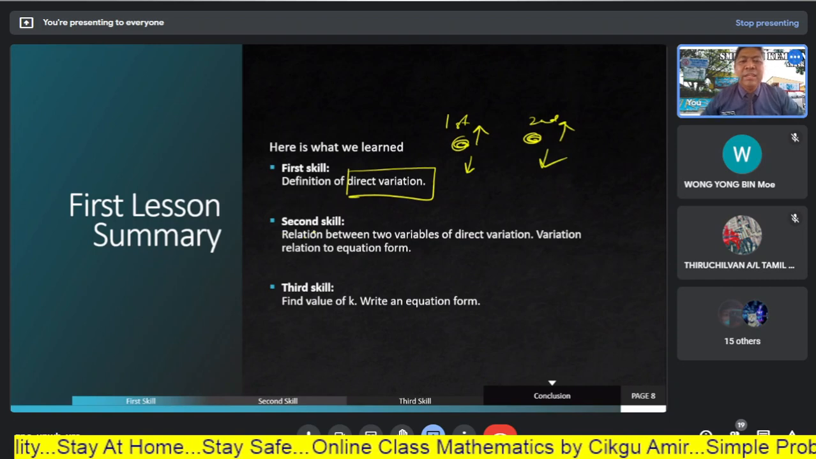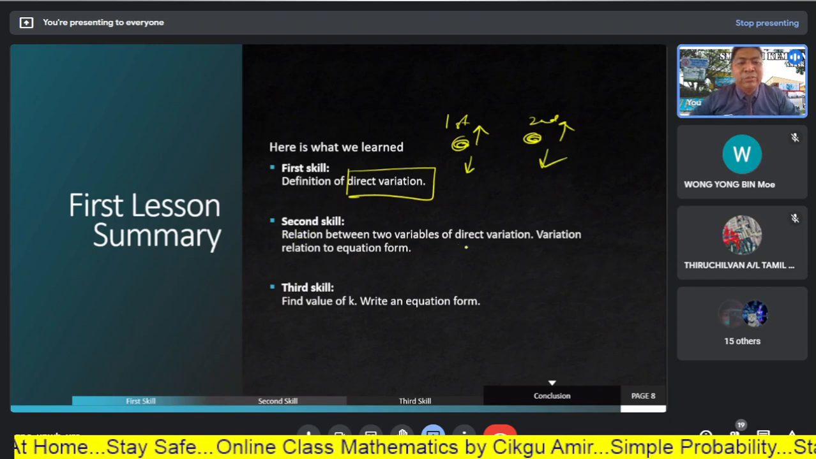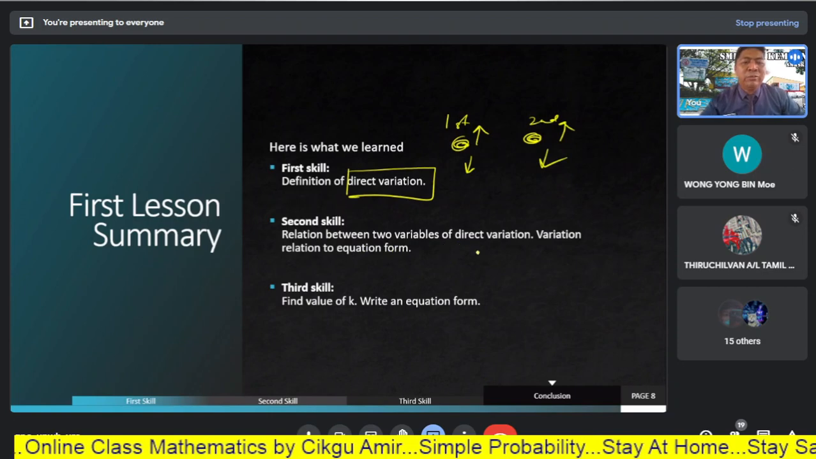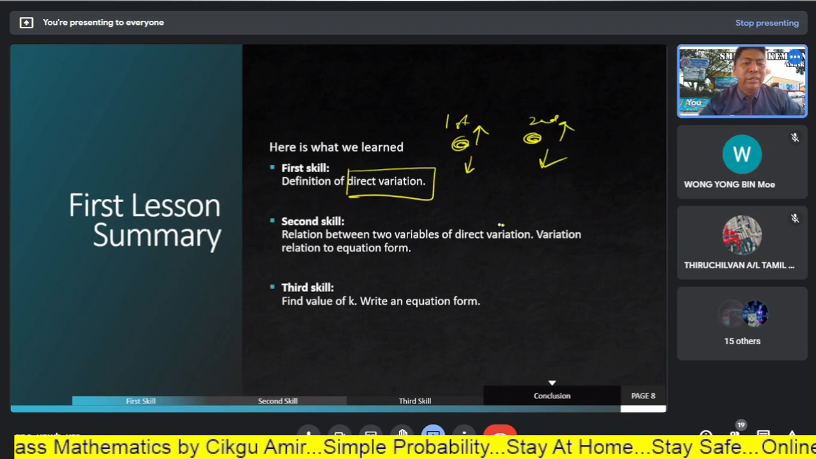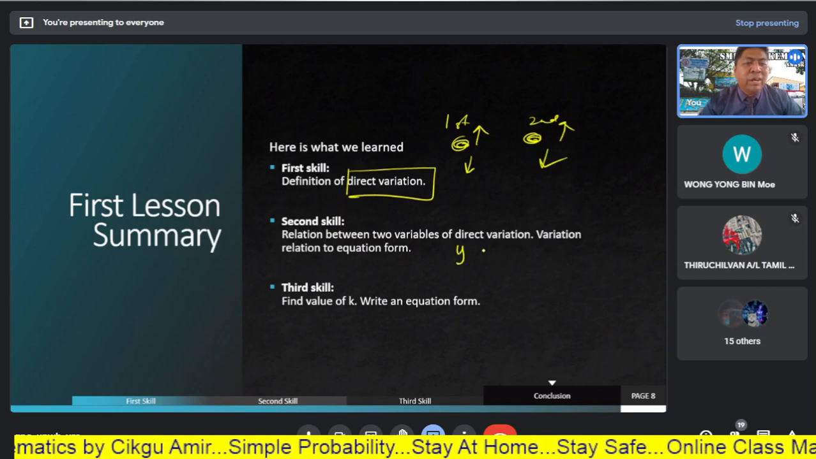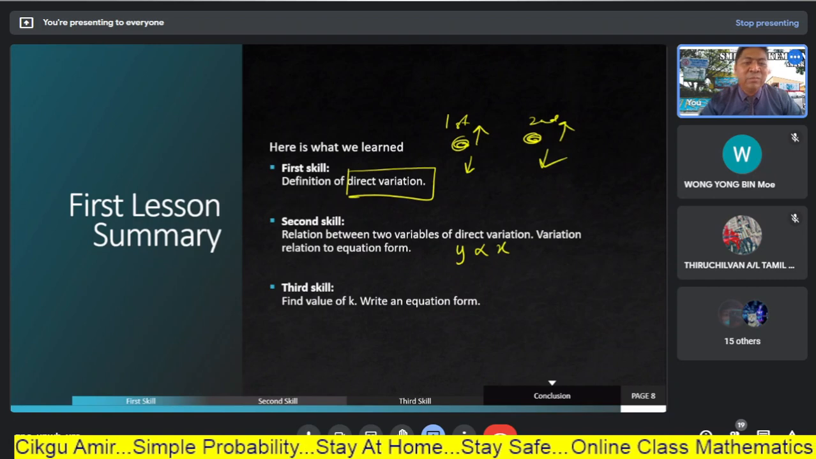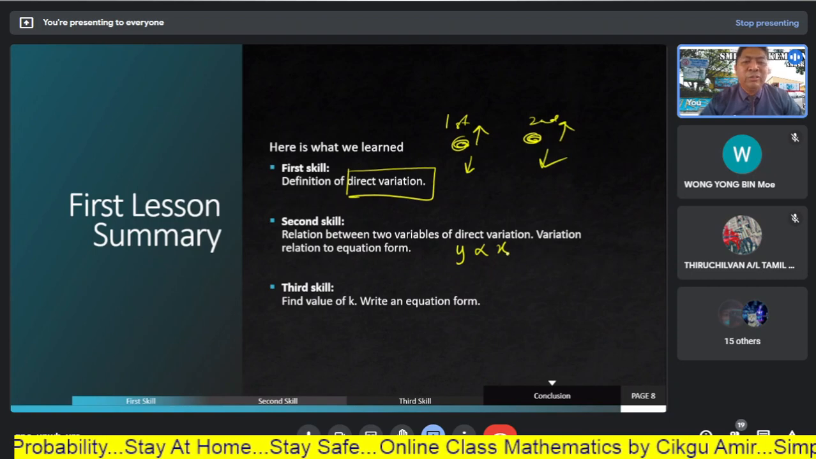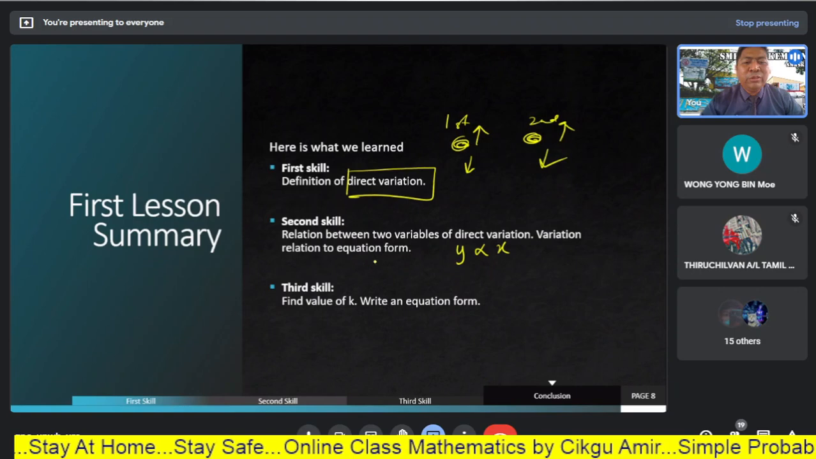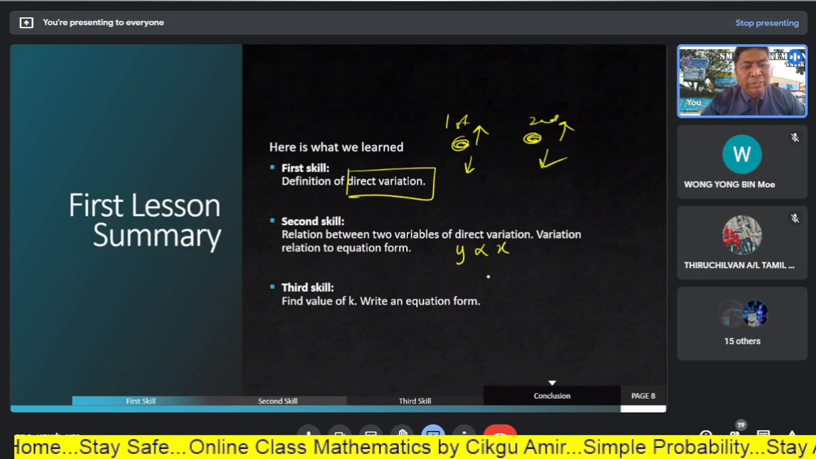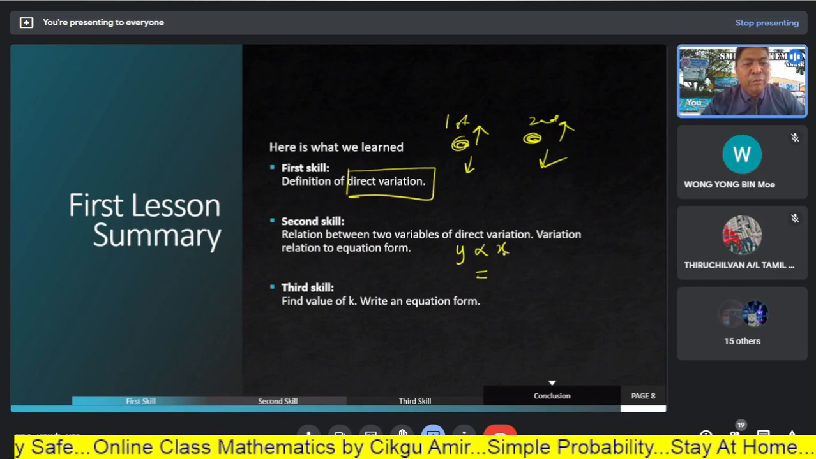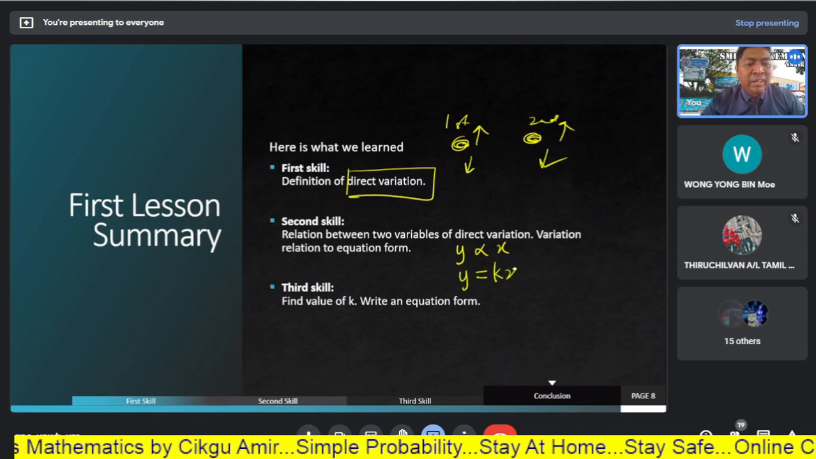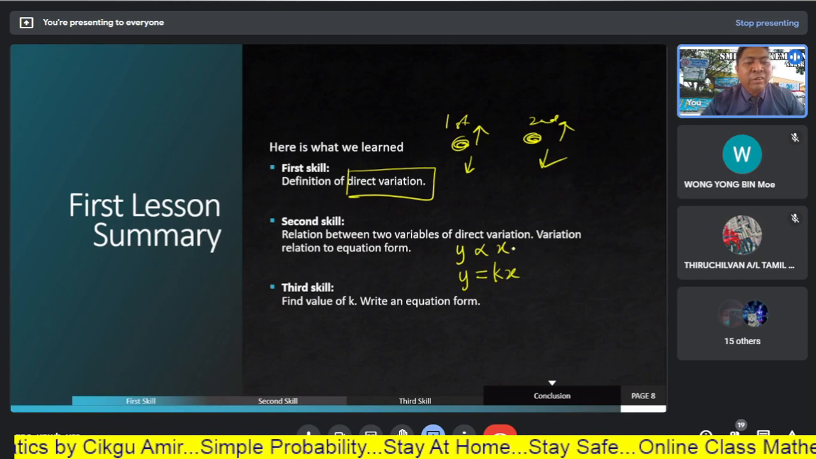Second skill, the relation between two variables of direct variation, from variation relation to equation form. For example, y varies directly with x. From the variation relation, we change to the equation form. We just change the variation symbol to equal and put the letter k. K is a constant. Y and x are unchanged.